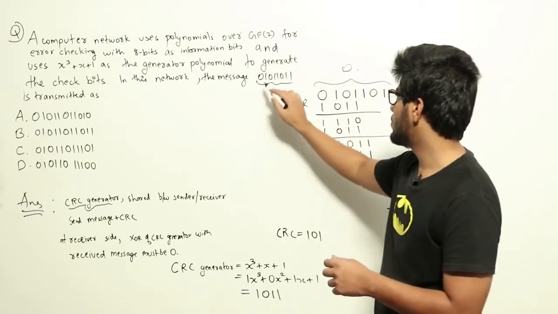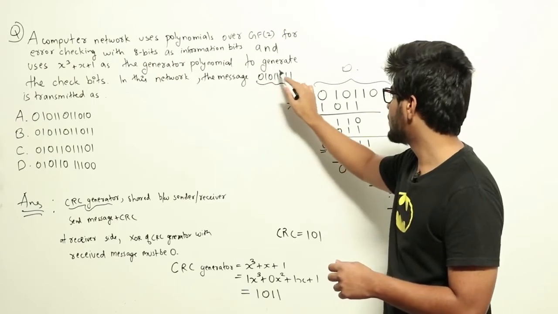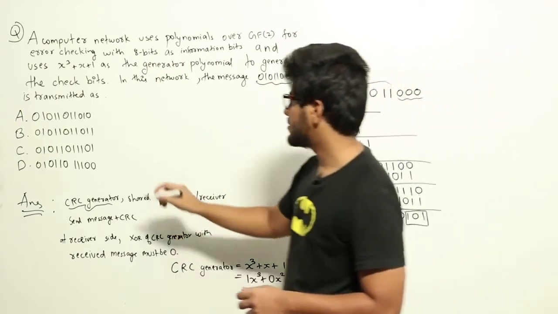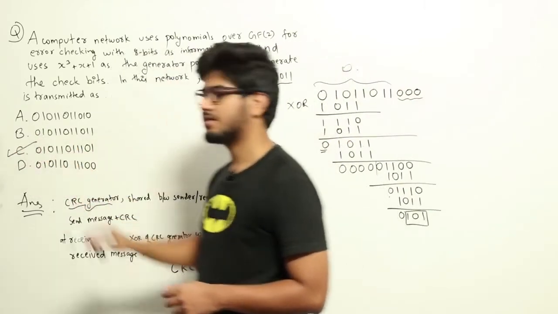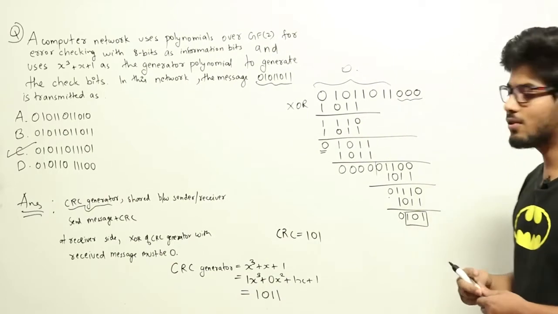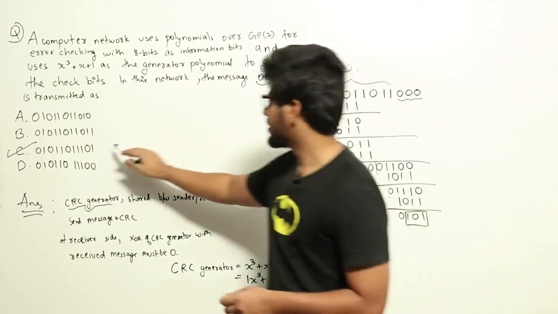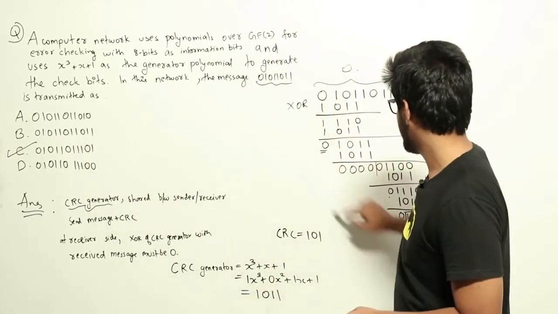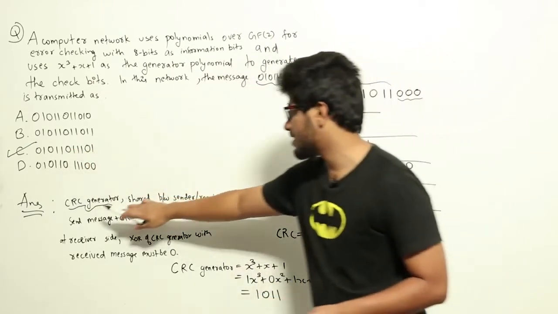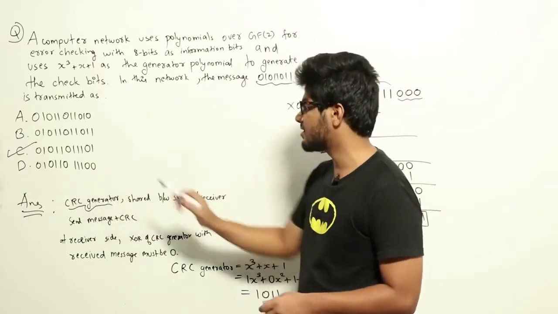So the message would be 10010110101. If you look, that is option C. Now, how the receiver will verify that the message has no errors is, the receiver gets this message and, just like how we did here, he will start doing XOR of this with the CRC generator. Now the CRC generator, both the sender and the receiver know.